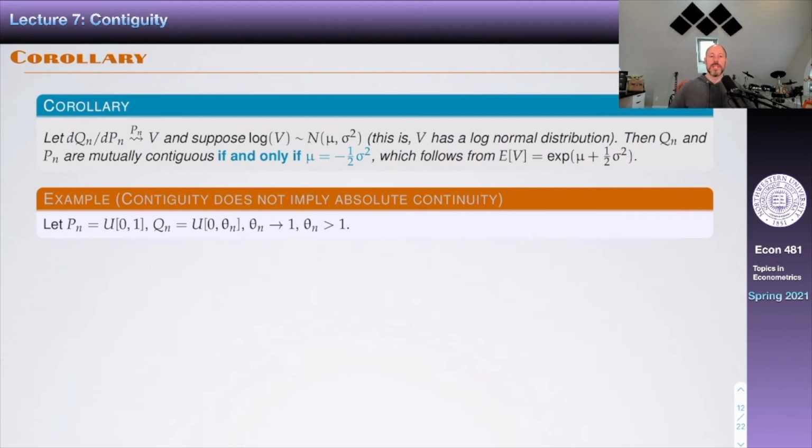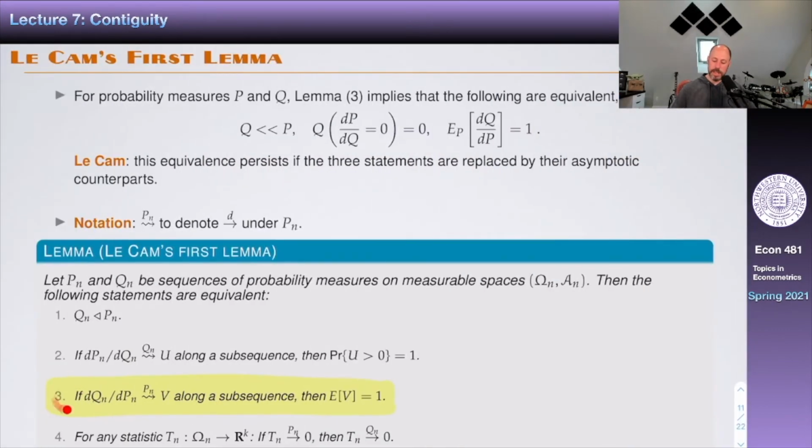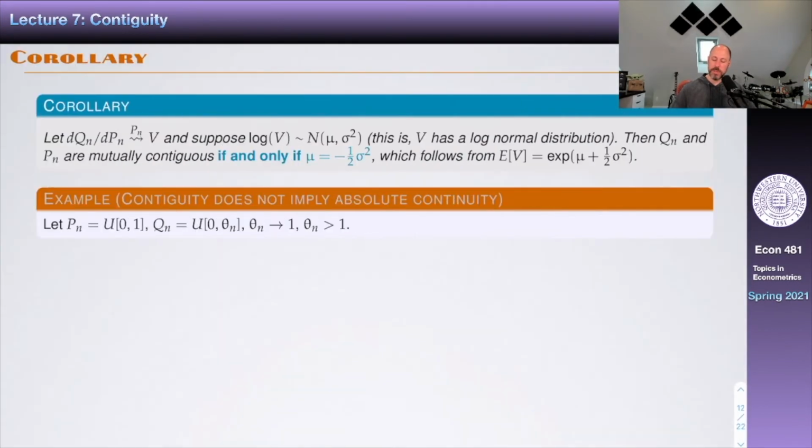Corollary, this is the one that we're going to use at the end. This is sort of a special case of this third bullet point. It says, let dQ over dPn converge under Pn to b, and suppose further that the log of b is normal with mean mu and variance sigma squared. That is, b has a log normal distribution. Then Qn and Pn are mutually contiguous if and only if the mean is negative half of the variance.